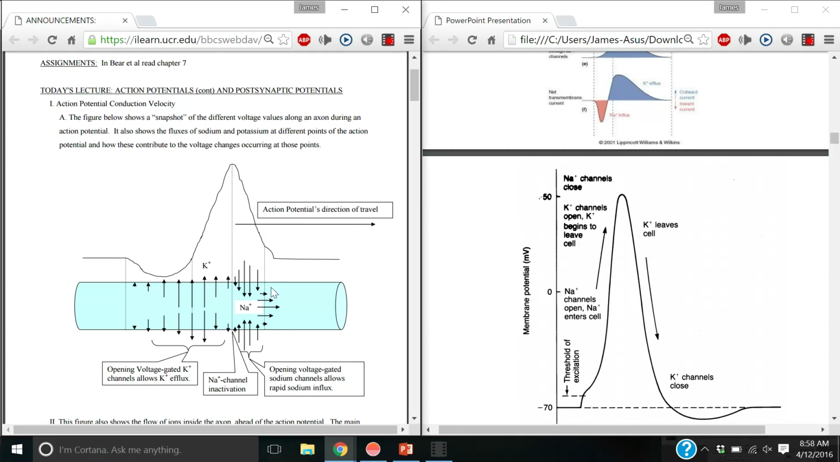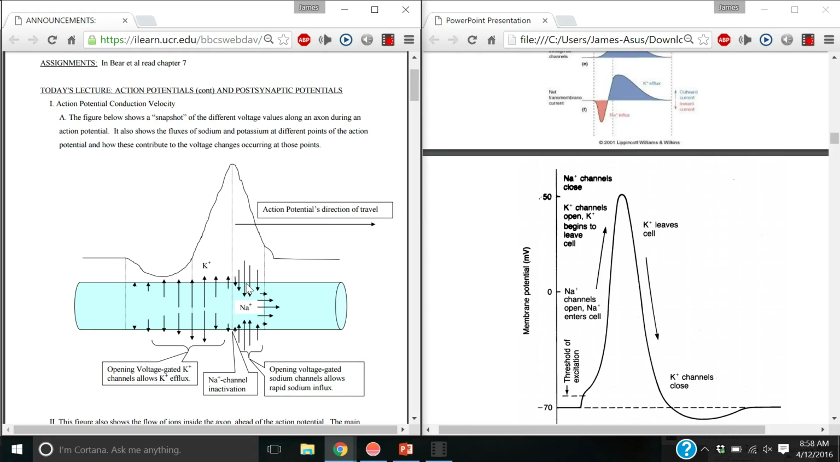potassium. And so during the rising phase, you have a high permeability of the membrane, and you can see the high permeability of the axon to sodium, and so sodium flows down its electrical gradient from outside of the neuron to inside. That is what's causing this depolarization.